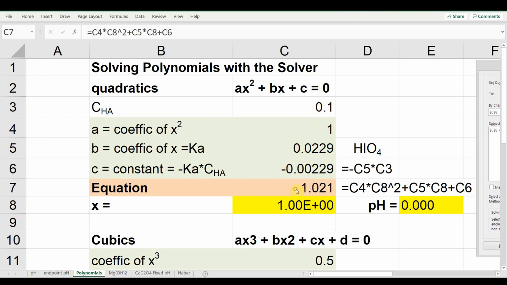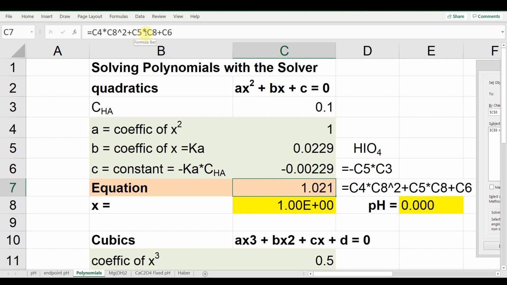Cell C7 contains our quadratic equation, equals ax squared plus bx plus c. I've used references to various cells. A in the quadratic refers to cell C4, which is 1. This could have been left out, times x squared. Now x is in cell C8. This is the concentration of hydrogen ion that we'll be solving for. I've just given a nominal value to start with. Just let it be 1 or some value that's positive.